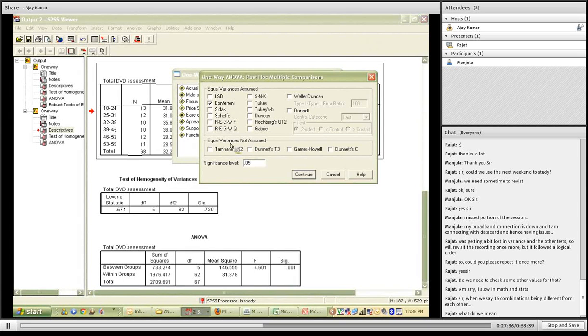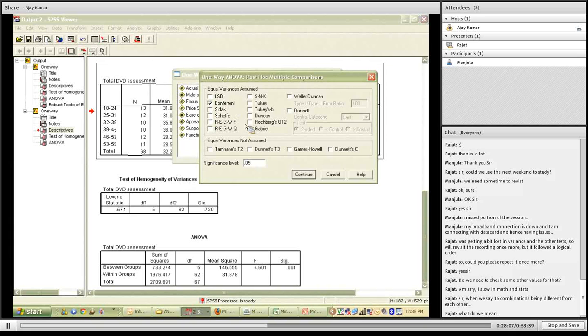Now this section where the cursor is revolving, I would have clicked on Tamhane's T2 or Dunnett's T3 or Games-Howell. Out of these four, the most popular is Tamhane's T2. I would have clicked on Tamhane's T2, right? Since this is not the case here, since the significance level is 0.720, I will go for the equal variance assumed test, and here I have clicked on Bonferroni, and hence I will click on Continue, and then I will click OK.